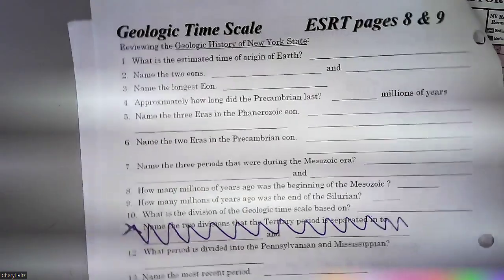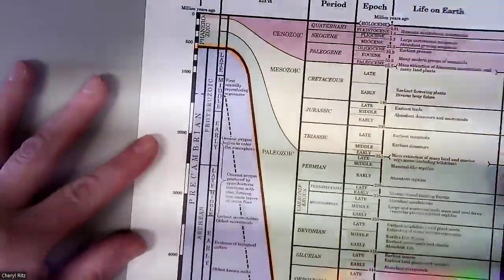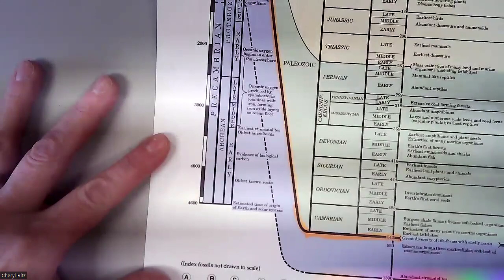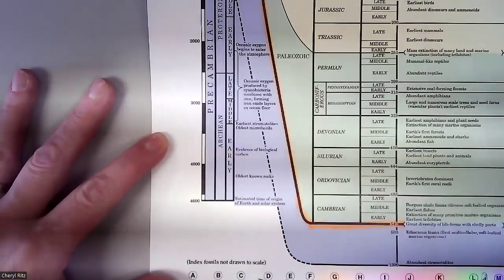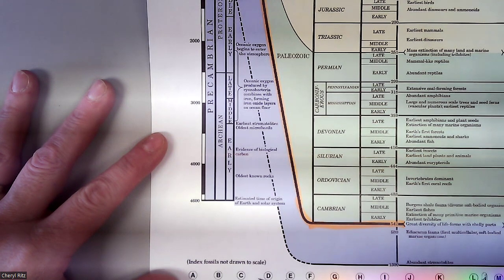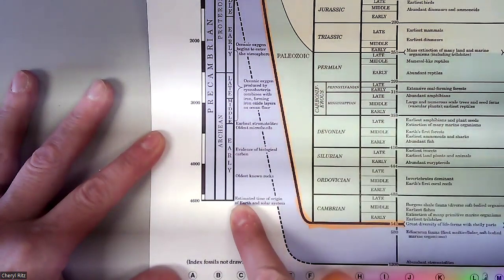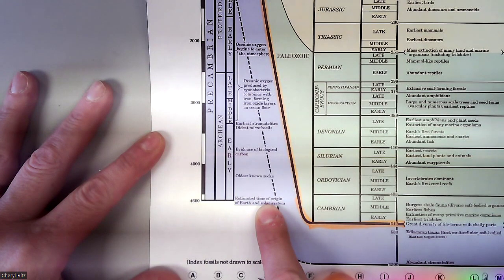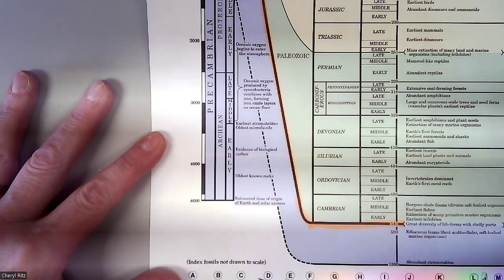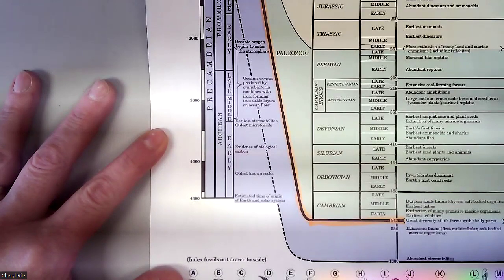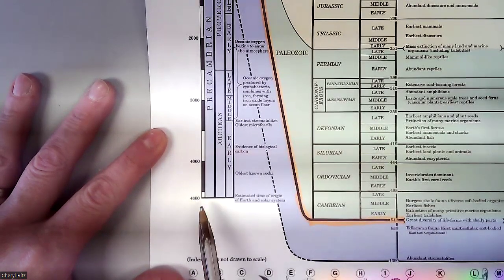Phoenix, what is the estimated time origin of Earth? 4.6 billion. Did you memorize that or did you look on your reference table? No. Okay, that is okay for that one thing. A lot of people have that one thing memorized, but I don't like memorizing anything on these charts because please just check your reference table pages 8 and 9. Right here at the very bottom, it says estimated time origin of Earth and solar system. Stay with me. And it's right there.